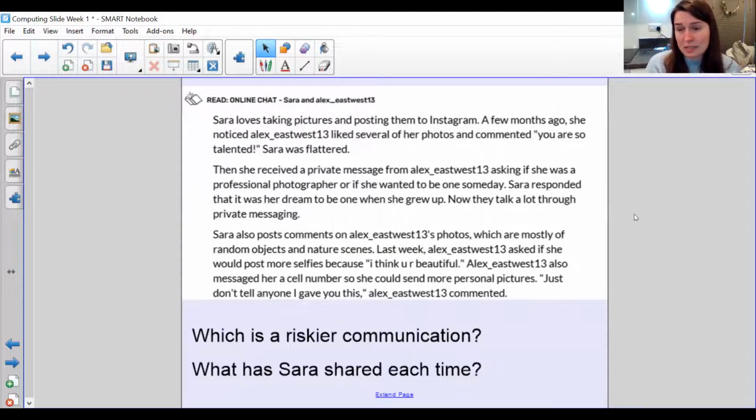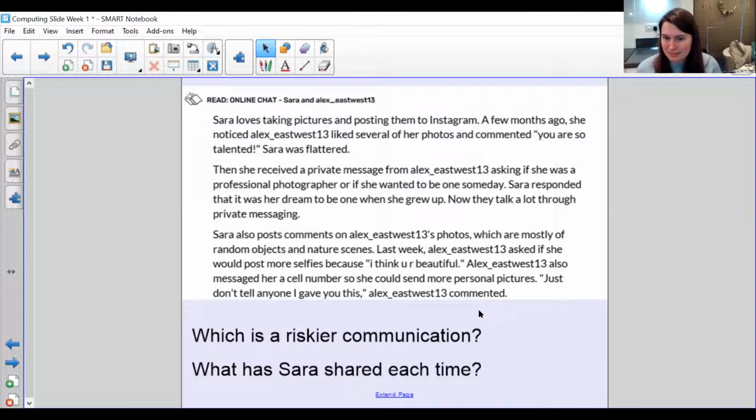So I would suggest that this one is much more risky, because actually this is someone completely random. Yes, they have a username, Alex_EastWest13, but we do not know who that is at all. Also, they're now communicating privately over a messenger, not just over the photographs. This is now on a private messenger chat that can't be seen by everyone.